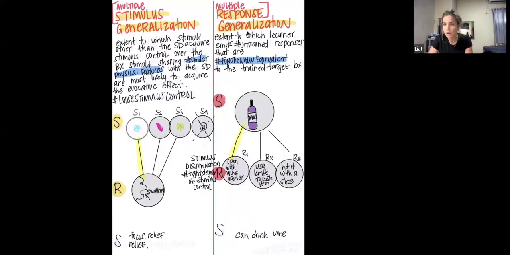Does that make sense? So you must ask yourself, yes, there are always going to be stimuli around, but are there multiple stimuli that are having only one response? Or are these stimuli around to help you have functionally equivalent responses? Cool? Are we understanding this?